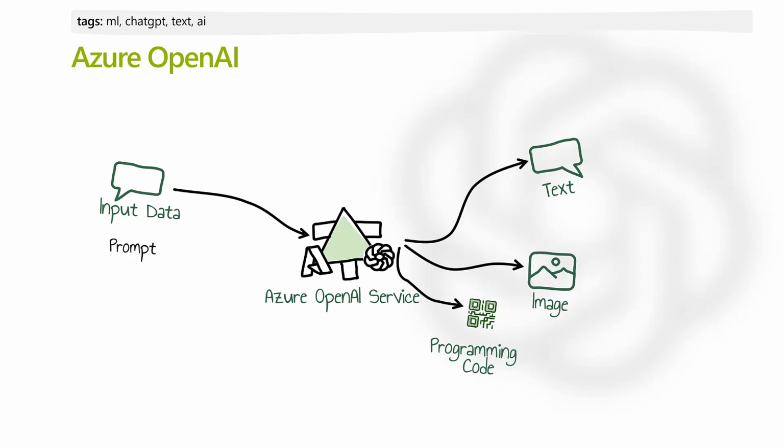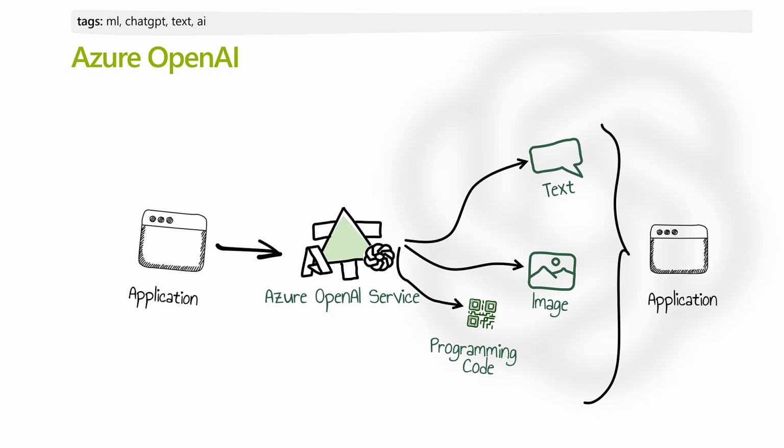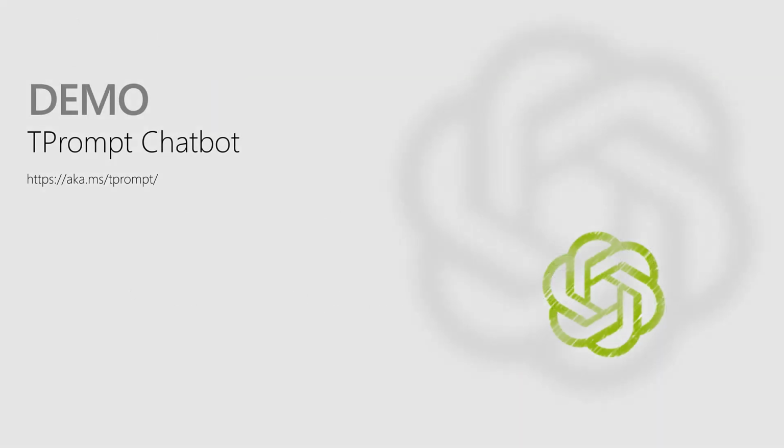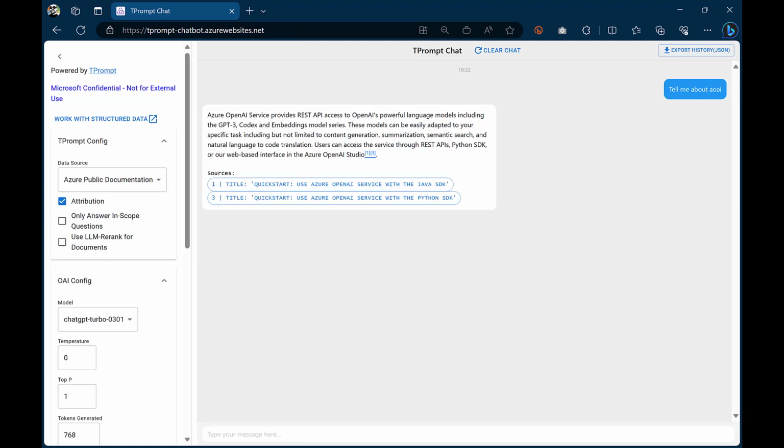You have seen this diagram before. With Azure OpenAI API, you use an application code to call the API, and the resulting outputs are also consumed by the application. Let me demonstrate this with the T-Prompt chatbot. Again, this demo is accessible only to Microsoft employees. If you go to the T-Prompt chatbot in your web browser at aka.ms/tprompt, you can select a model that this chatbot has been trained on. When you enter something in the text, the response from the Azure OpenAI API service is displayed on the page.